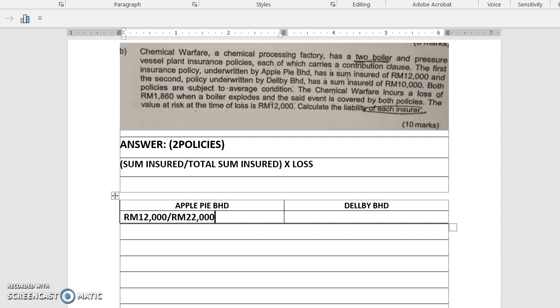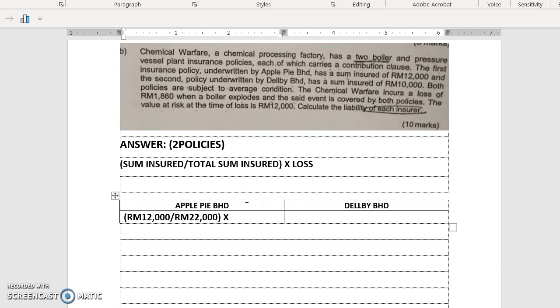22,000. So how do we get 22,000? You have to add the sum insured of Apple Pie Berhad, 12,000, plus the sum insured of Delby Berhad, 10,000. Then you get the total sum insured, which is 22,000. And then you have to times it by the amount of loss. How much is the amount of loss? Based on this question, the chemical warfare incurs a loss of 1860 when the boiler explodes. So this is the amount of loss.